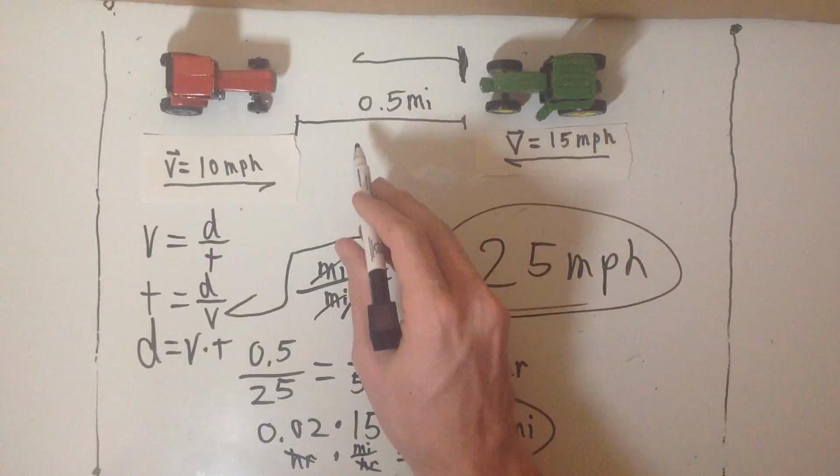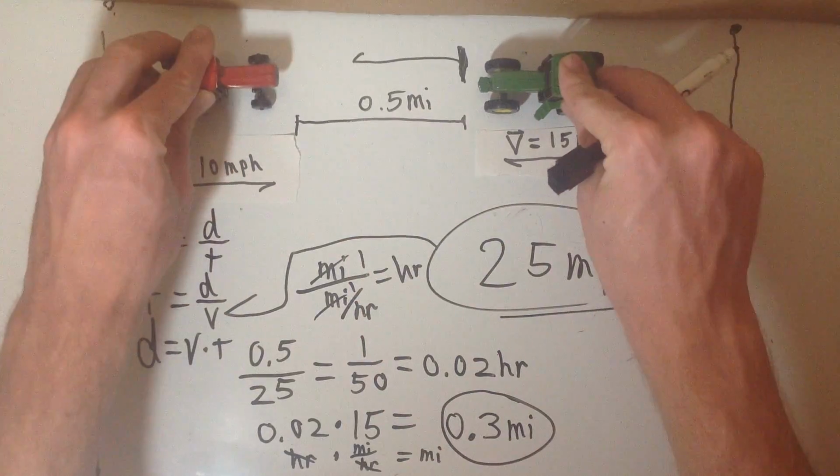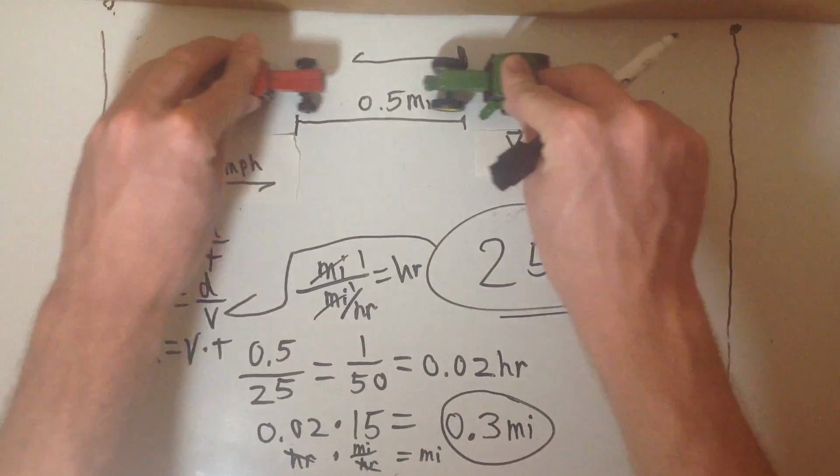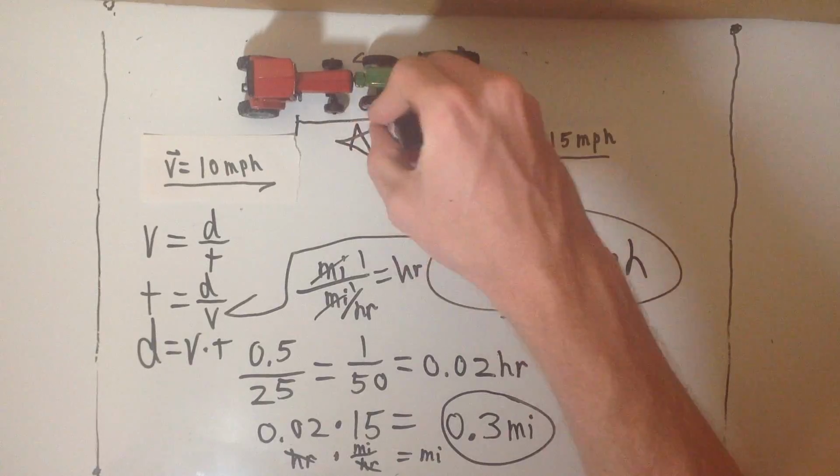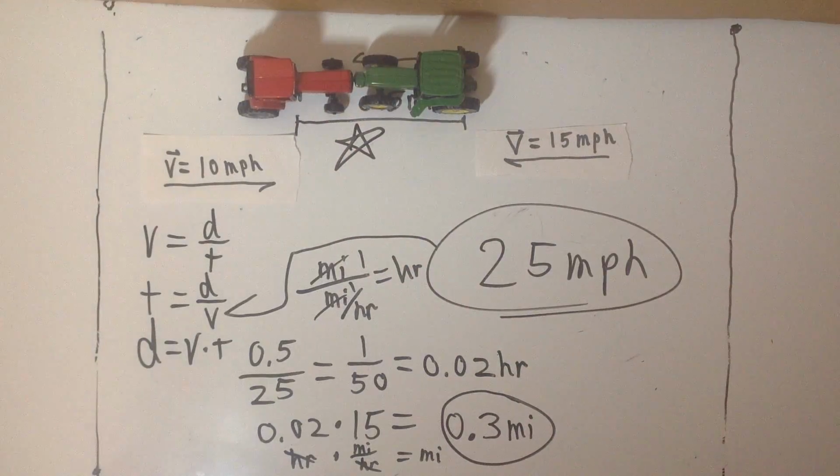So looking at this here, red's going slower, green's going a little faster. They're going to collide right about here. And that is the end of this problem.